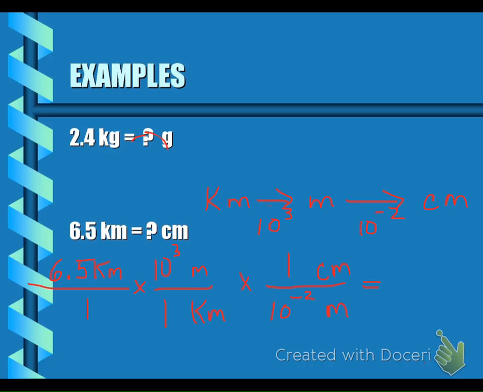Everything in the numerator I'm going to multiply by. Anything in the denominator I divide. So I'm going to get 6.5 times 10 to the 5th centimeters.